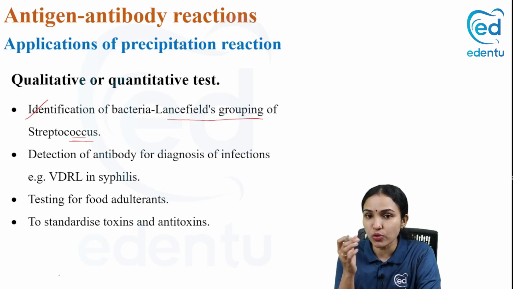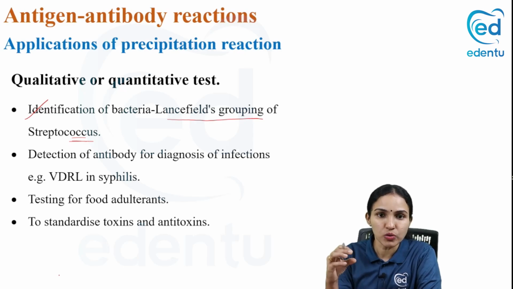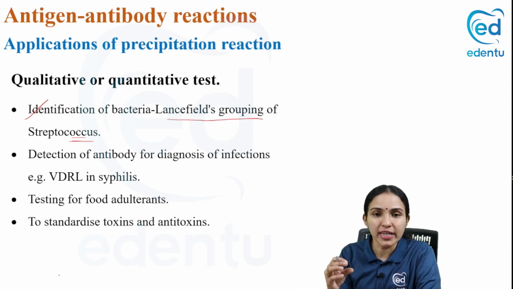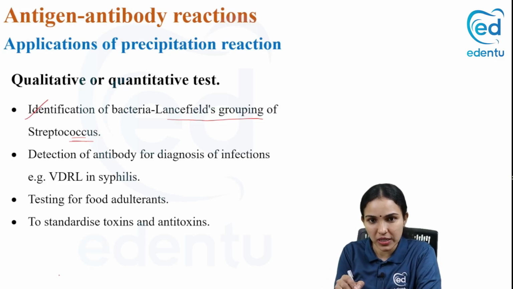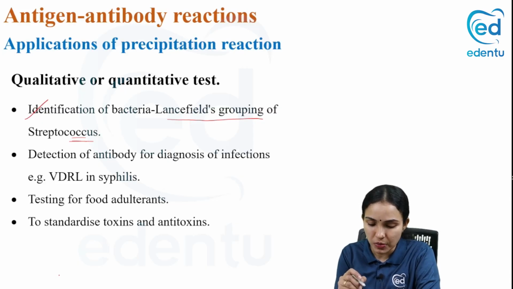You divide Streptococcus bacteria based on the C carbohydrate antigen present in its cell wall. So based on the different types of C antigens, you put Streptococcus into different groups. To identify which group a particular Streptococcus belongs to, you take that streptococcal colony and add that particular antibody, and you see whether a precipitation reaction is happening. So that is one application, identification of bacteria. Example is the Lancefield grouping of Streptococcus.